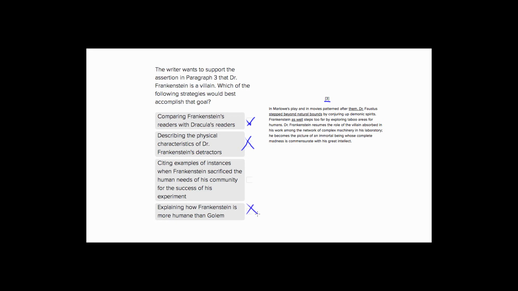That's no good. Choice 3 is going to be the best because it says, citing examples of instances when Frankenstein sacrificed the human needs of his community for the success of his experiment. So these would definitely be examples where he acts like a villain. He doesn't care about the people who live in his community, but he only cares about his experiments. So choice 3 is going to be the right answer.